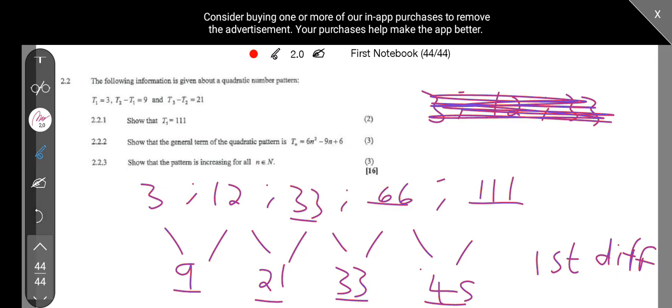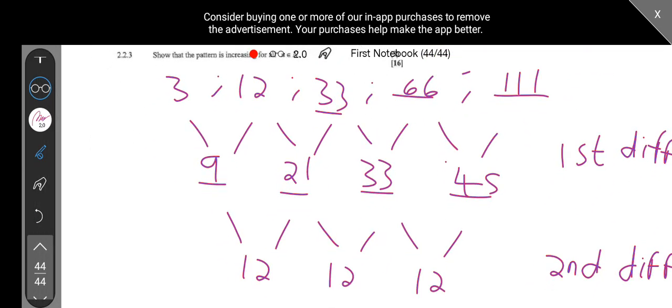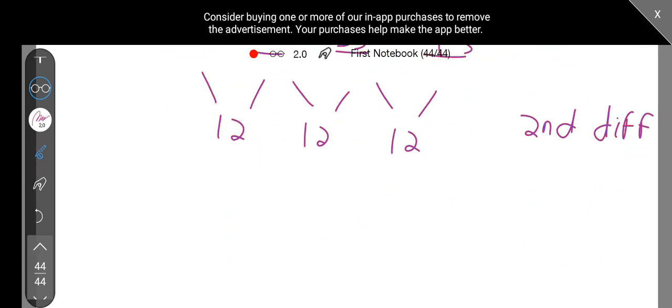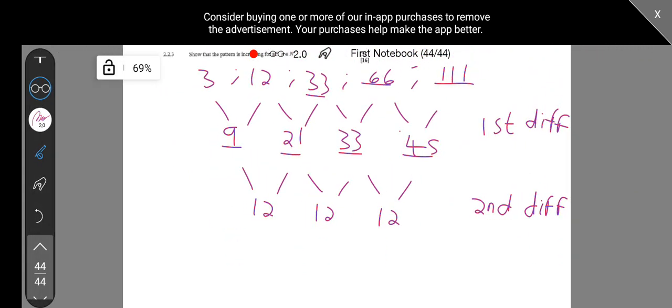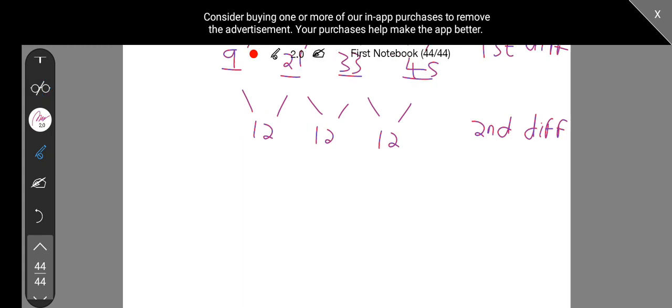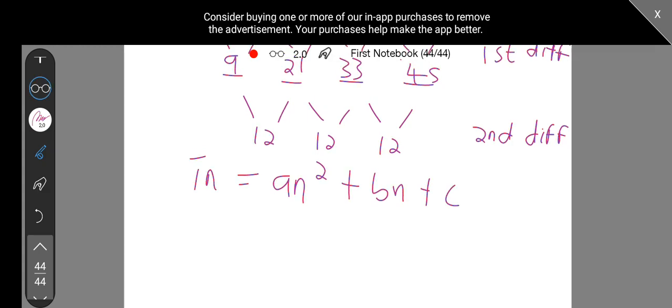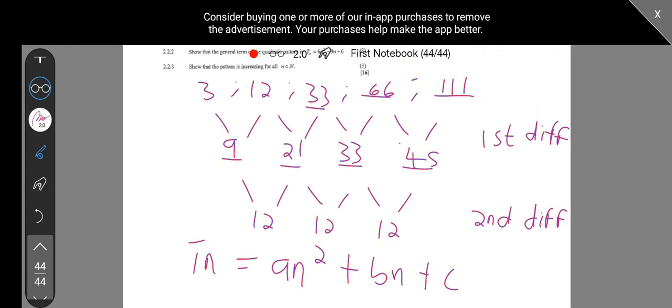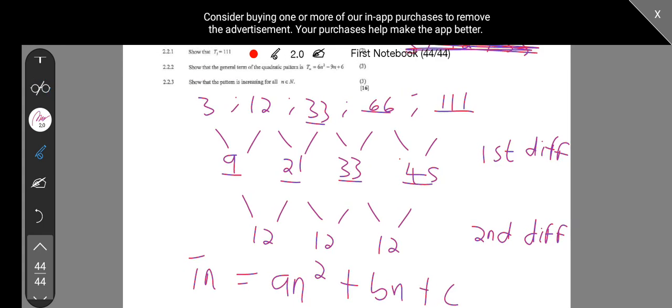Okay, before I erase them, they are now requesting us to calculate the general term. We know that for a quadratic sequence, to cut the long story short, Tn is equal to an squared plus bn plus c. And I've given you the simplest way, that on the second differences, you just say 2a, and on the first differences you say 3a plus b, and here you will say a plus b plus c.